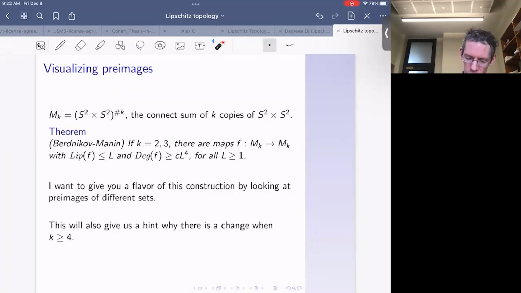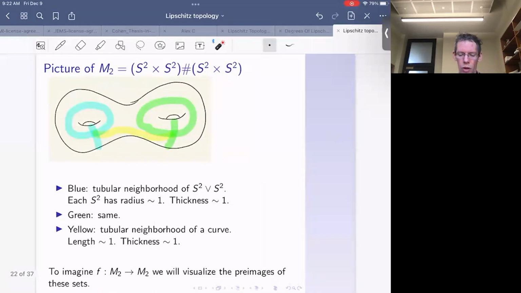Okay, so I'm going to try to give you a sense of what this map is like. And by looking at that map, it's also going to give us a hint about why there might be a change when k goes from 3 to 4. All right. So we're going to try to make a map from M2 to itself. So first, let's visualize M2. So M2, remember, is S2 cross S2 connect summed with itself. It's a 4-manifold, but I tried to draw it here.